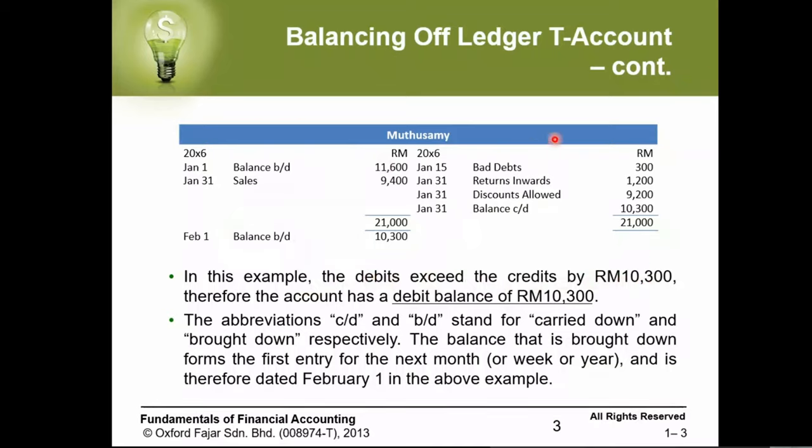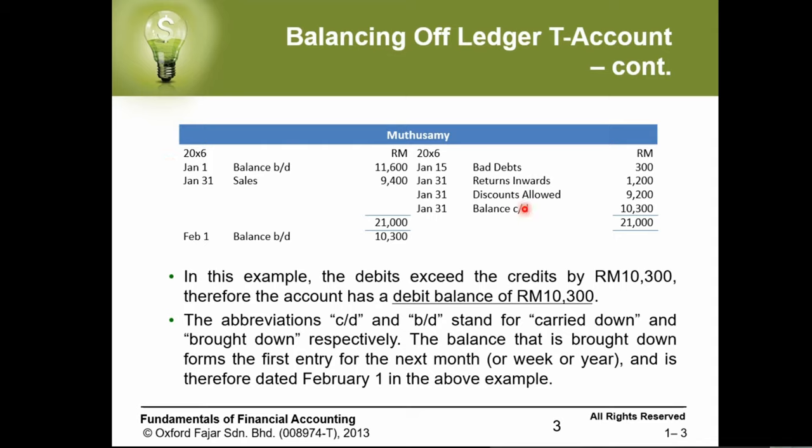If you see, this is one example about one account we have. This is the debit side, this is the credit side. You will see we have excess here because to be balanced, both sides should equal 21,000. But this side is less. So we add this balance in the credit side, but we call it debit balance because the debit side of the account is bigger. So in this example, the debit exceeds the credit by 10,300 ringgit. Therefore, the account has a debit balance of 10,300.